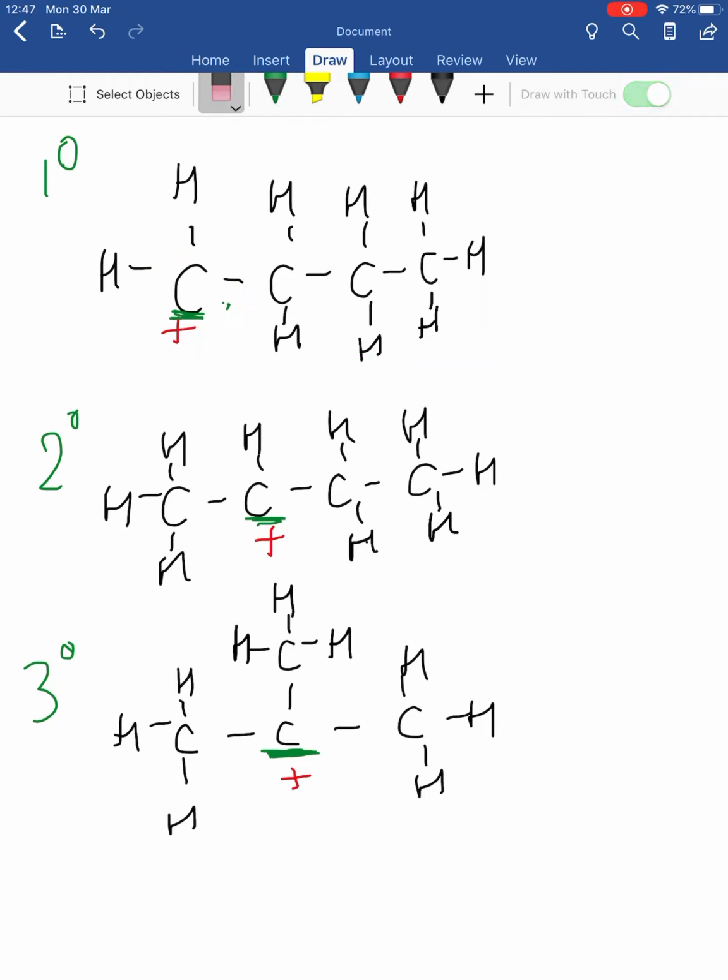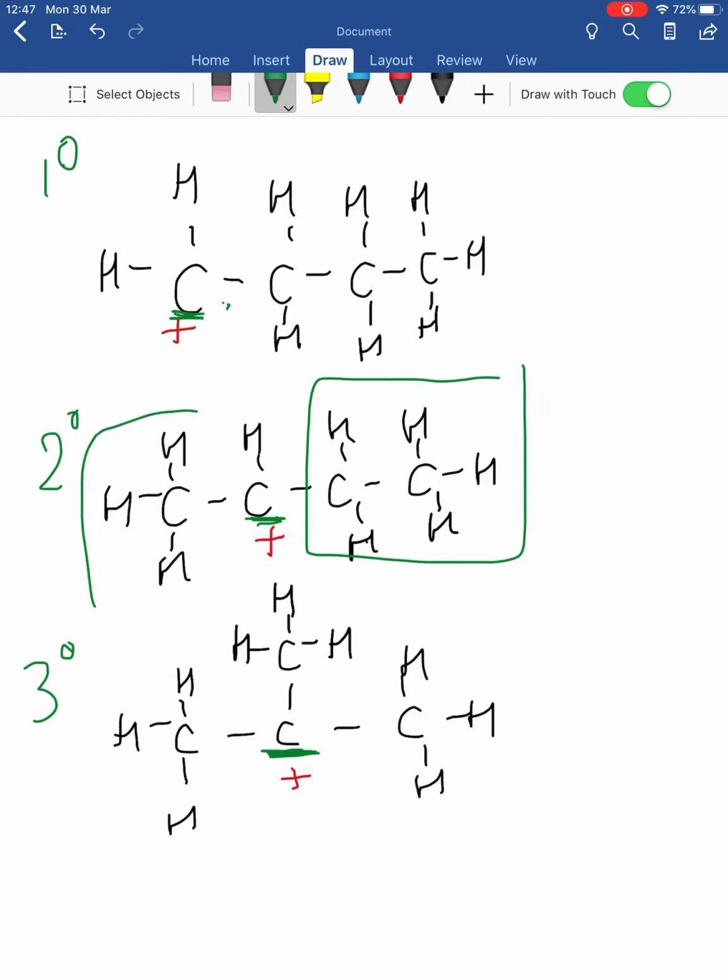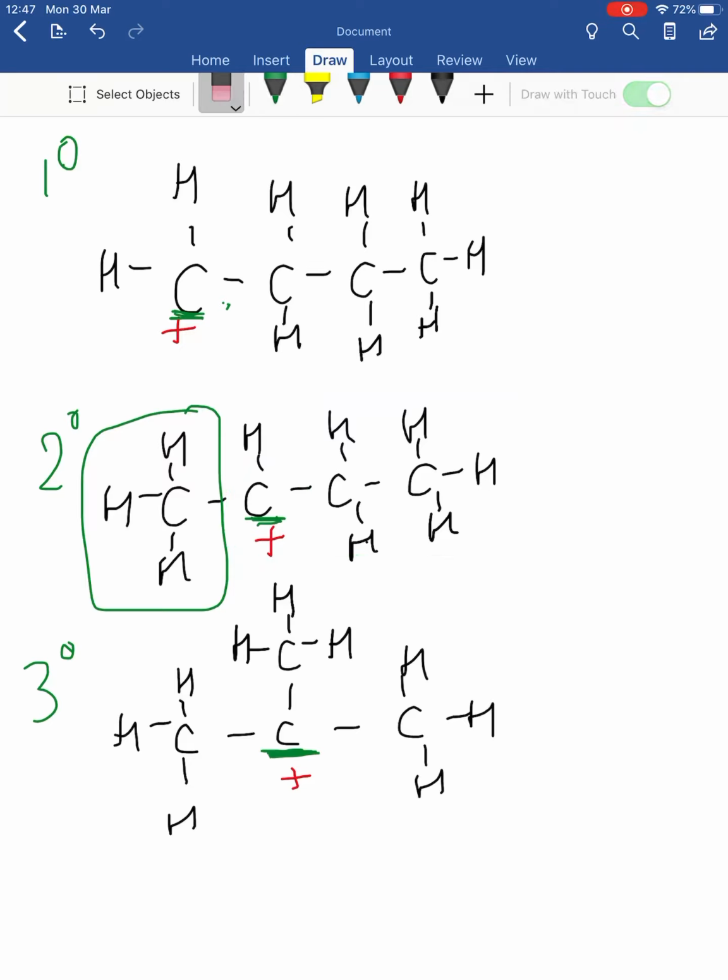However, if you have a secondary carbocation, this positive charge can spread out over here and it can spread out over here. If it can spread out over 2 alkyl groups, this area of positivity in the middle is going to be slightly less positive. So it's going to be slightly more stable. It's not going to be as reactive because it can spread itself out.